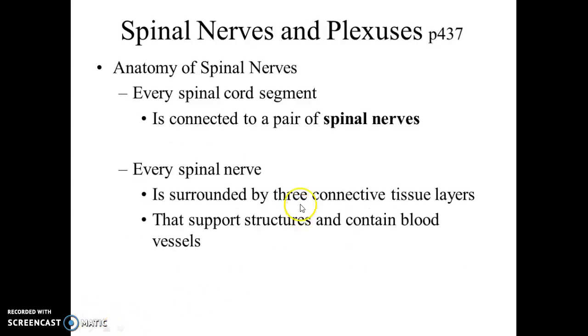I am skipping over some of the slides to give you an in-depth look. Every spinal cord segment is connected to a pair of spinal nerves, one on the right and one on the left. Now remember, the dorsal and the ventral nerve roots come together to create a mixed nerve. These nerves are surrounded by 3 connective tissue layers that support each spinal nerve.